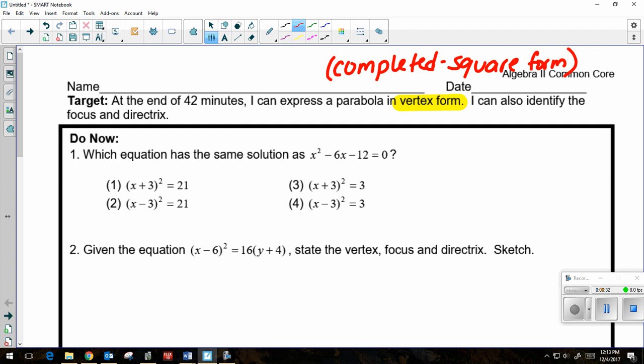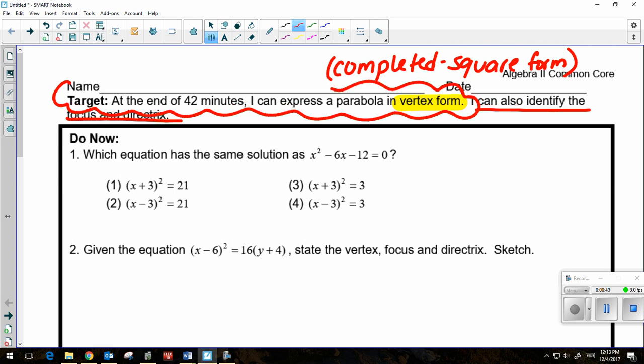I can also identify the focus and directrix. So this last piece will be a challenge problem if you want to try them at the end. But our main goal for today is that you can express a parabola in vertex form. So you should have watched a video last night for homework to review how to complete the square. That's going to help you with number 1. And then number 2 in the do now is a review from the past few days.